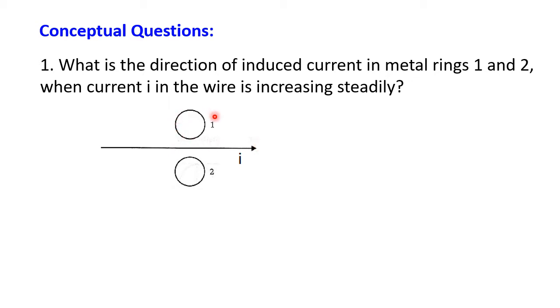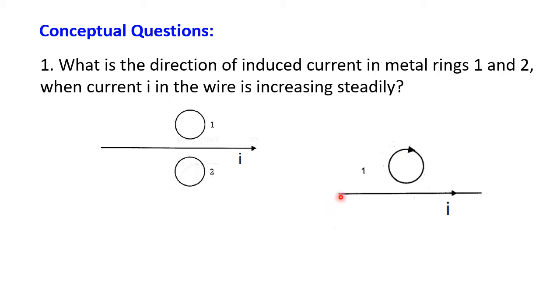So here in the coil there is a flux linked and that is changing. As current changes, magnetic flux will change. Current increasing, magnetic flux increasing. So this coil doesn't like to increase the flux, so it will generate an induced current and try to stop the change in magnetic flux. So for that purpose, in coil 1, current has to generate in clockwise direction.